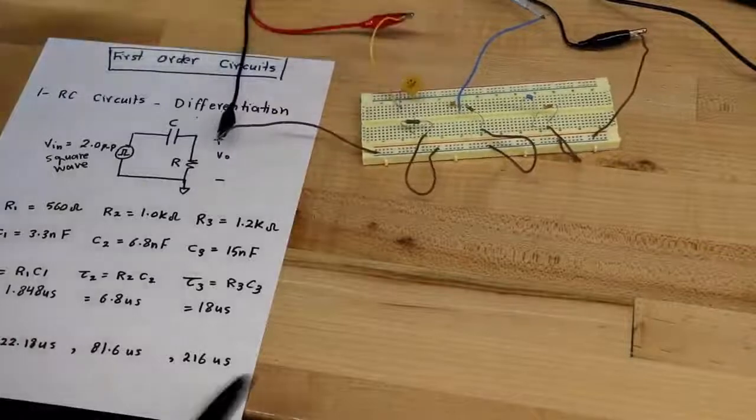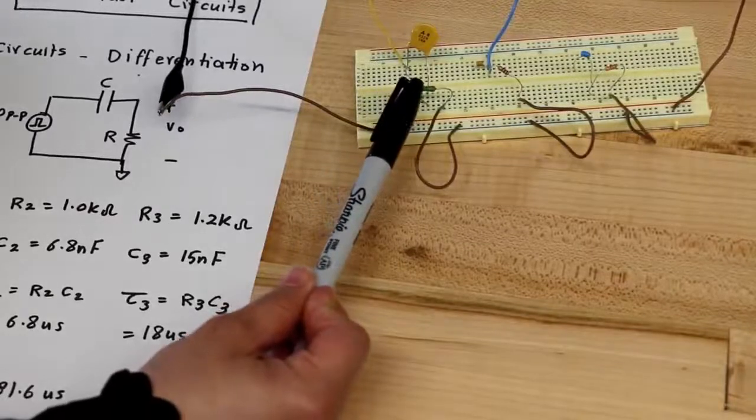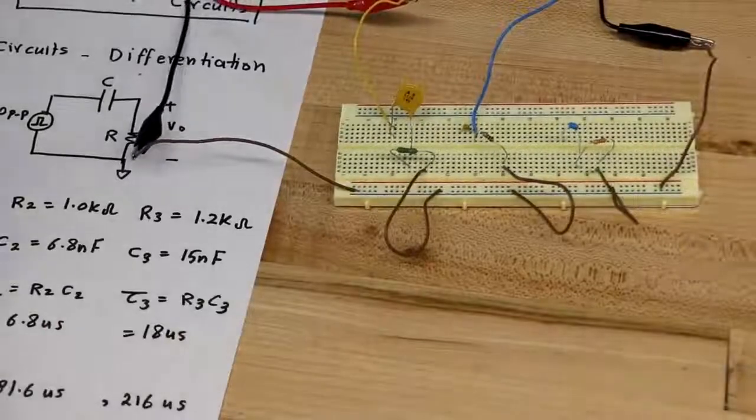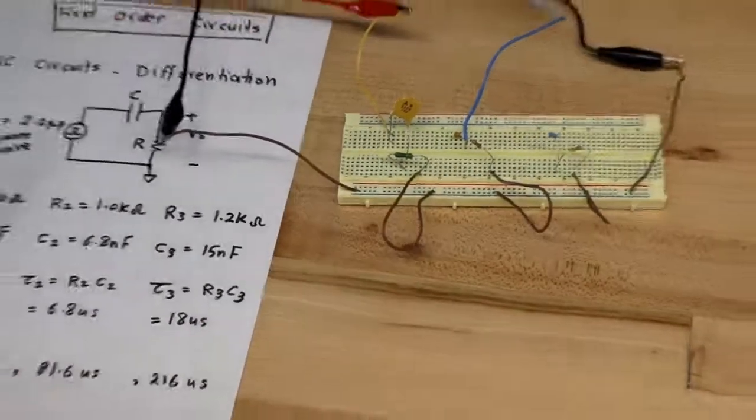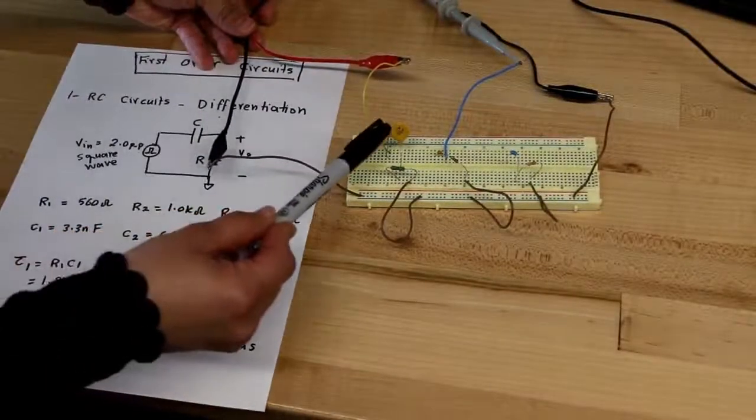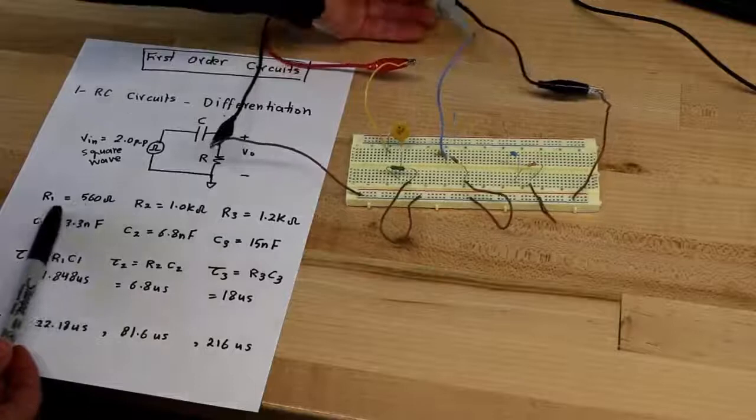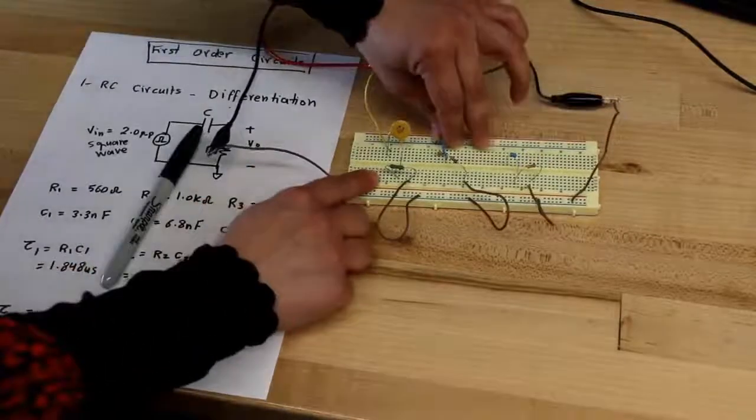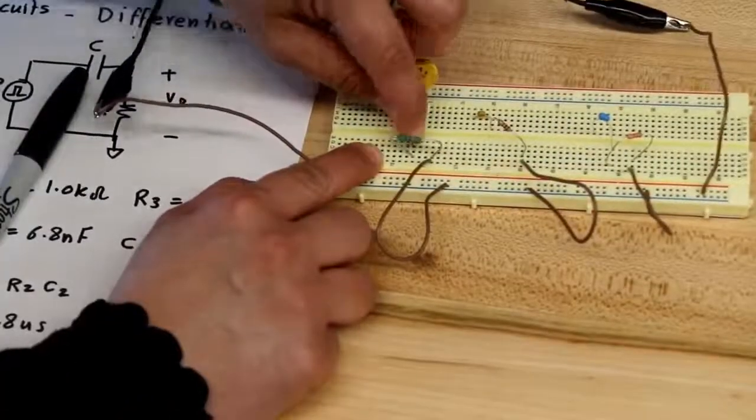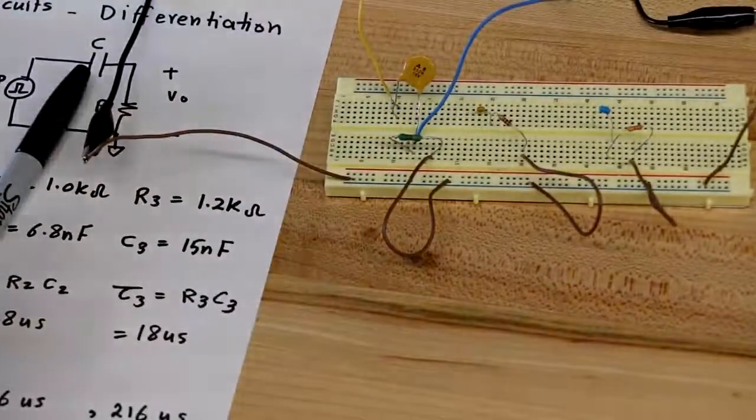Here's the first circuit. This is the 3.3 nanofarad in series with the 560. 560 is connected to the ground. And this is the BNC to banana cable coming from the function generator, and it's connected to the capacitor. And this is connected to the ground. Also, this is the 10-to-1 probe, and it's measuring the output across the resistor.